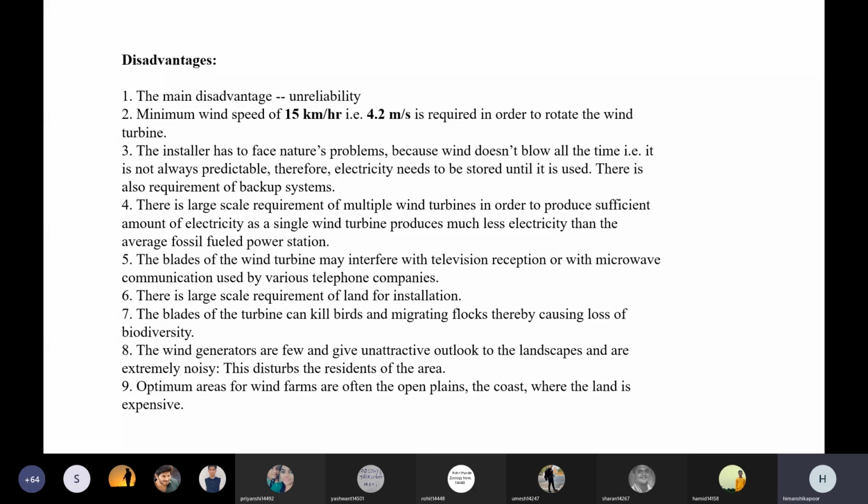And harvesting wind energy through windmills can also generate noise pollution. So that is the last disadvantage which I would like to discuss.